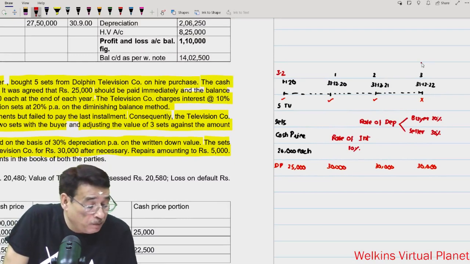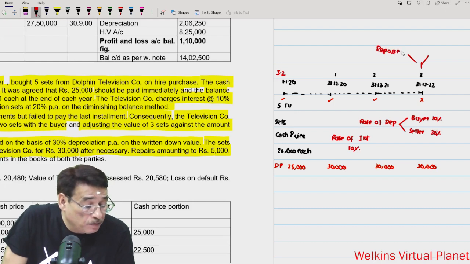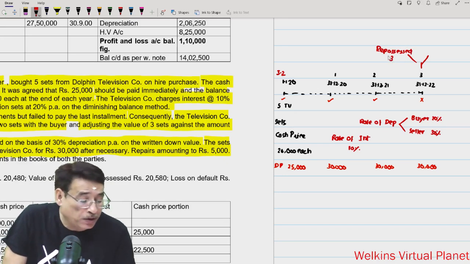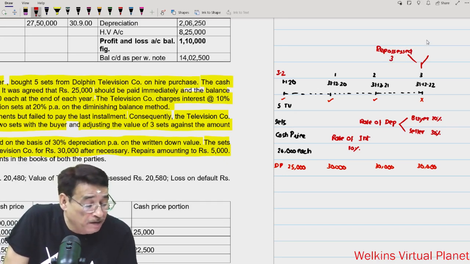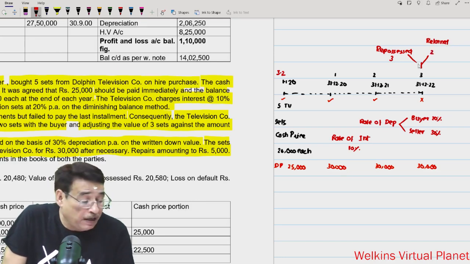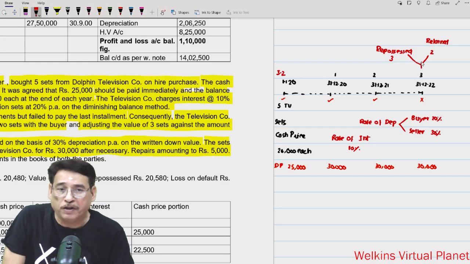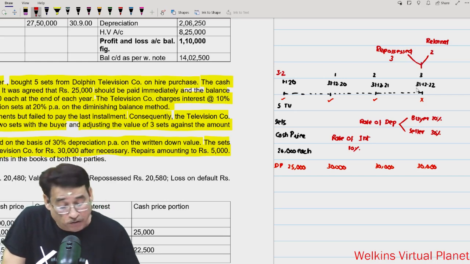when default was made, how many sets were repossessed? Repossession. Out of five sets, as I told you, three sets were repossessed. That means two sets are still with the buyer. We call it retained. Retained means those sets which are not repossessed. These sets are still lying with the buyer at this particular moment. Correct? So due to default, three sets were repossessed.